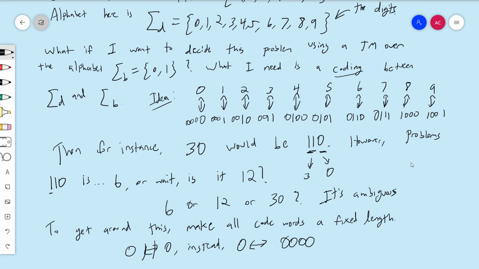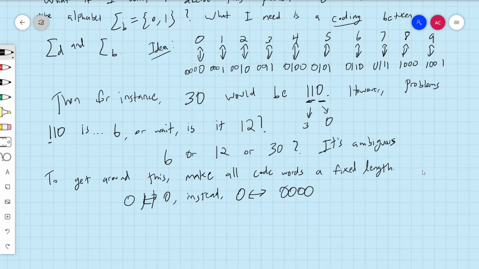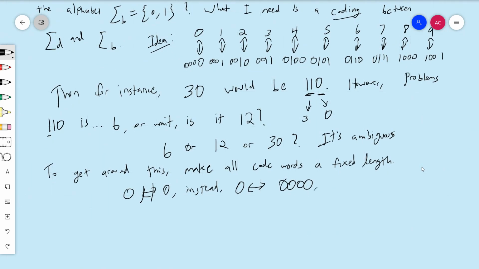What that's going to do is that now my machine can unambiguously decode, because it can look at the first 4 numbers and it knows when to stop. It's looked at 4 numbers, so now it knows what it is. Now it can tell. So pad with zeros. So all lengths are the same. This gets rid of the ambiguity problem.